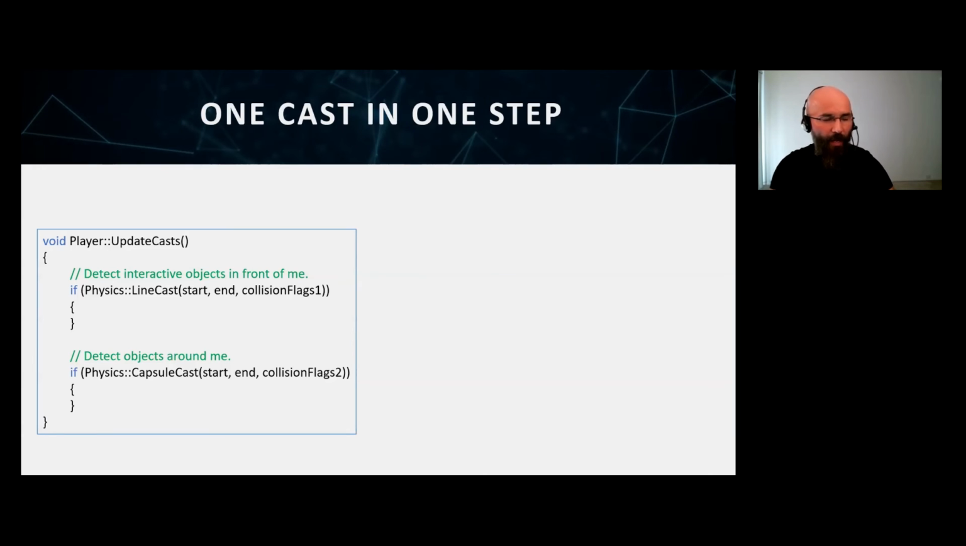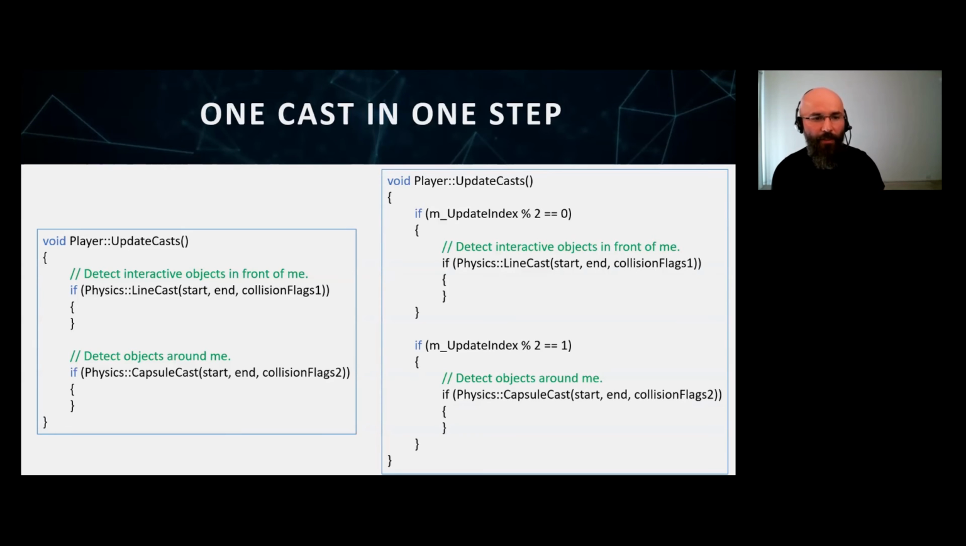So here on the left, I have 2 casts in one update step. I have a line cast for the detection of some interactive objects in front of me, and I have a capsule cast to detect some objects very close to me. What we can do here actually better is that we can alternate and just trigger one cast in one update. So on odd and even frames, alternating between line cast and capsule cast. So every cast is executed every 2 frames. So we never really run 2 casts on one update.